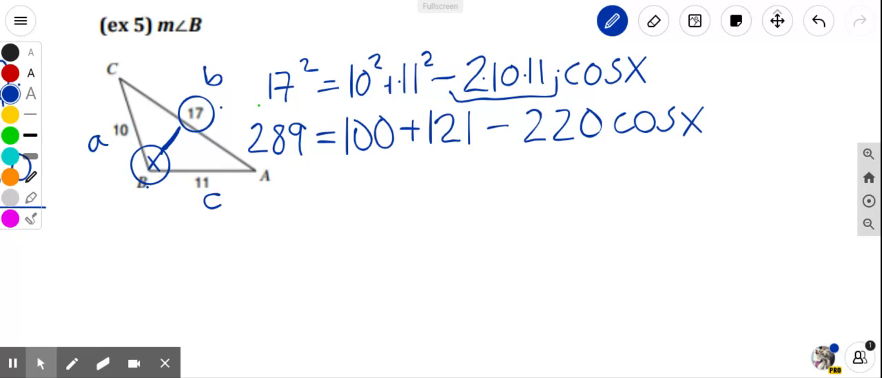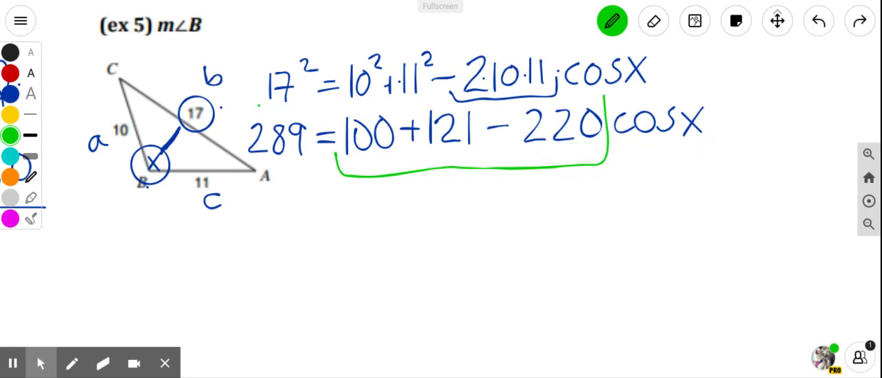Now, probably the biggest mistake that kids make at this point is it's very tempting to just go across and do 100 plus 121 minus 220. That's illegal algebra. The reason why is because this 220 is attached to the cosine of x. That's the coefficient of cosine of x. So these have to stick together. You cannot just subtract across here. So that does not work.